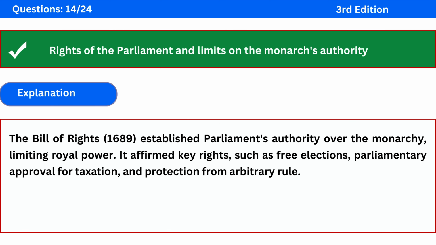The correct answer is rights of the Parliament and limits on the monarch's authority. Explanation: the Bill of Rights 1689 established Parliament's authority over the monarchy, limiting royal power. It affirmed key rights such as free elections, parliamentary approval for taxation, and protection from arbitrary rule.